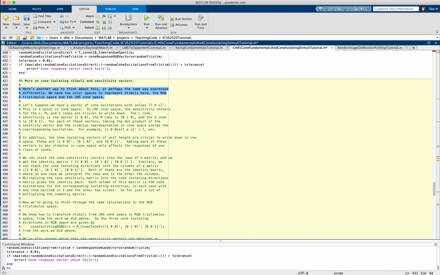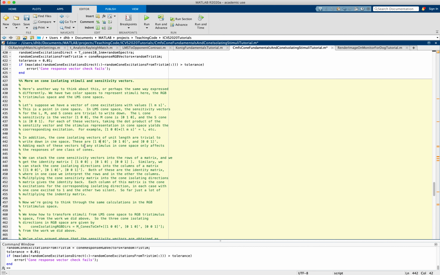In addition, the cone isolating vectors of unit length are trivial to write down in the cone space because they are the unit vectors where the cone excitation is 1 for the L cone and 0 for the M and S. Now in column vectors, that's a trivial way in the cone space. It's very easy to say what the cone isolating direction is. It's the direction with a positive value only in the first coordinate. And similarly for the M and the S.